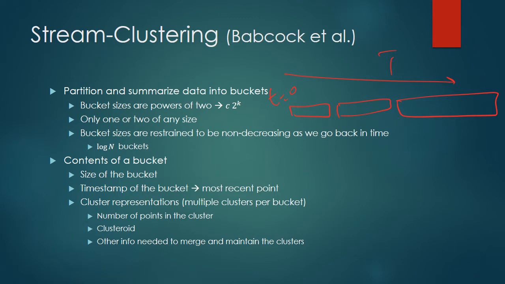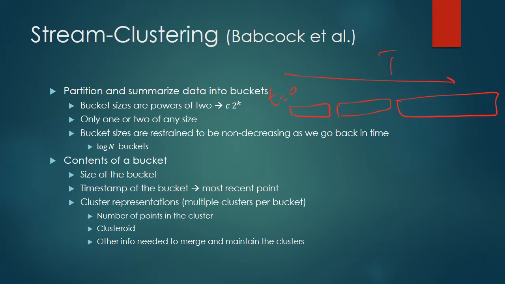So the general idea is that, as data is coming in, you want to partition and summarize it into buckets. Now the buckets are kind of similar to leaves of the tree that we had earlier, but they're serving a different purpose here. You want to effectively store more information for things which are close by, and as we go back in time, we want to have larger and larger buckets.